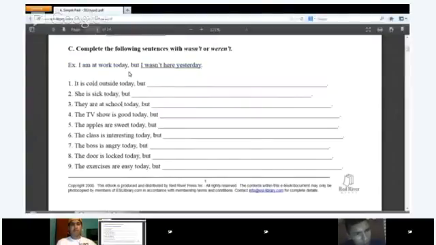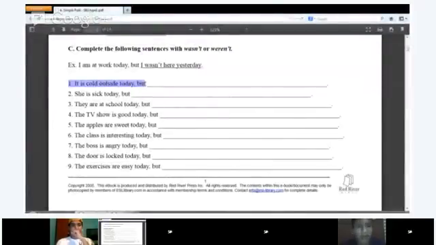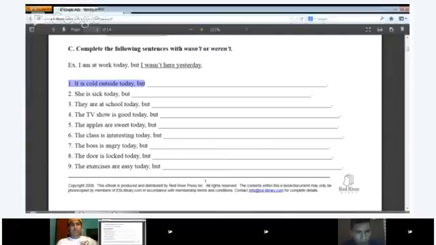All right, so I'll go ahead and do number 1, and then I'll pass it on to Abdul. Now here it says, it is cold outside today, but it wasn't cold yesterday. All right, so that's our form that we are going to be doing. And Abdul, let me have you do number 2, please. Only number 2. She is sick today, but she wasn't sick yesterday. Good. She wasn't sick yesterday. All right.